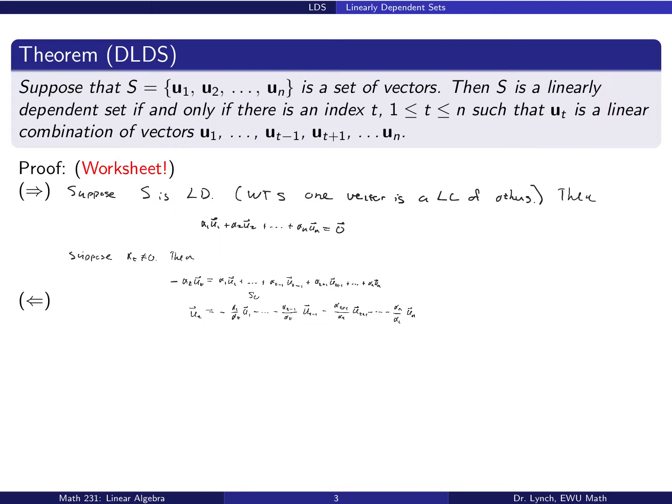So I'll let you prove the other direction. In any case, this is an if and only if statement, right? So linearly dependent if and only if one of the vectors is a linear combination of the others.